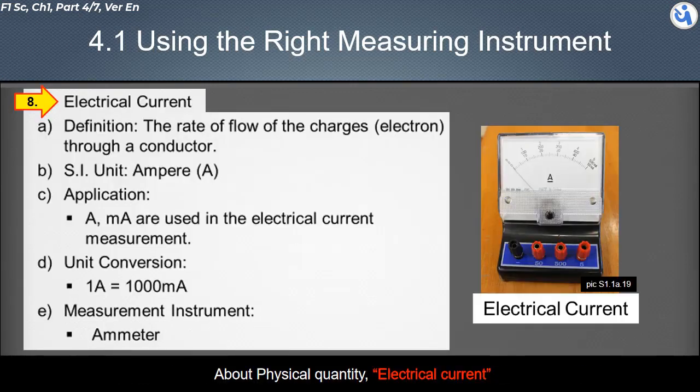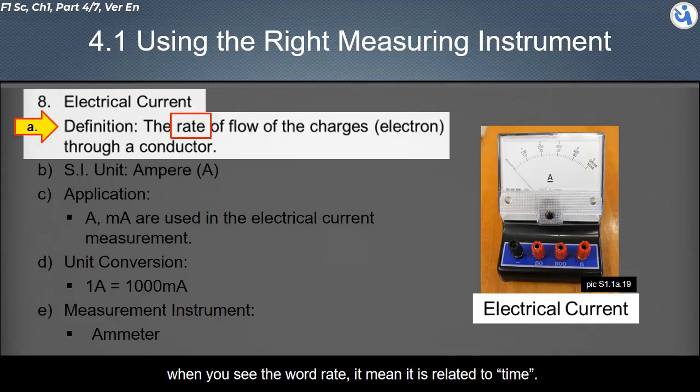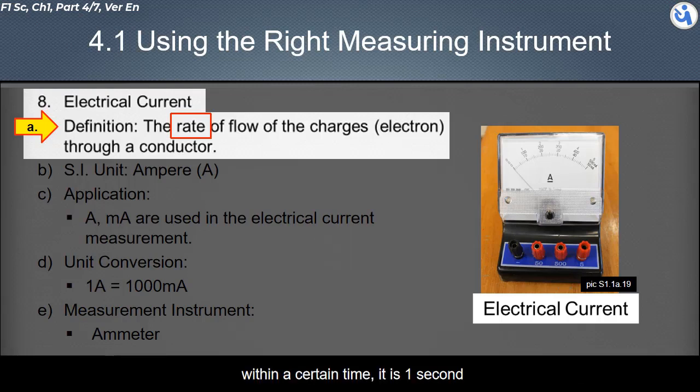About physical quantity, electrical current. Electrical current is defined as the rate of flow of the charges through a conductor. When you see the word rate, it means it is related to time. Rate of flow means how many charges flow through a conductor from one point to another within a certain time, which is 1 second.